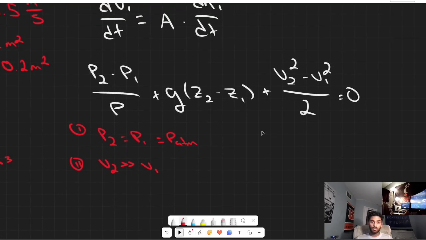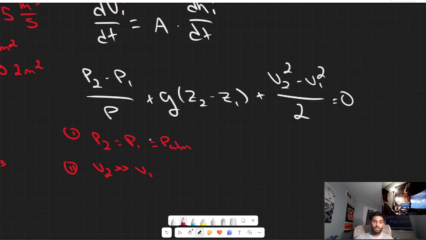So here are the two assumptions that we can make. Our first assumption ends up canceling out this entire term here because P2 minus P1 is going to be equal to 0 since we set these equal to each other. And since V2 is far greater than V1, we can ignore that V1 exists here and we just are left with V2 squared over 2.